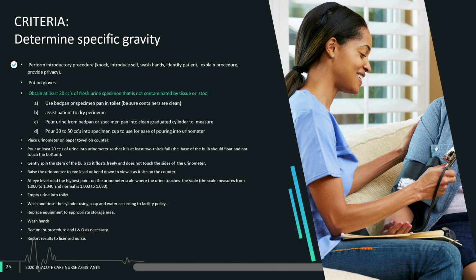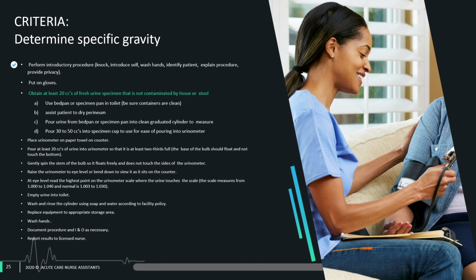The base of the bulb should float and not touch the bottom. Gently spin the stem of the bulb so that it floats freely and does not touch the sides of the urinometer. Raise the urinometer to eye level or bend down to view it as it sits on the counter. At eye level, read the highest point on the urinometer scale where the urine touches the scale.